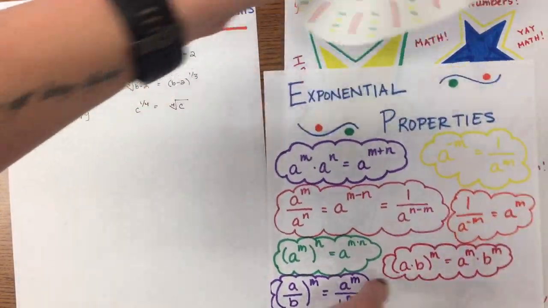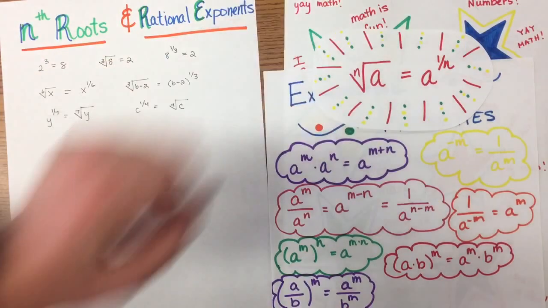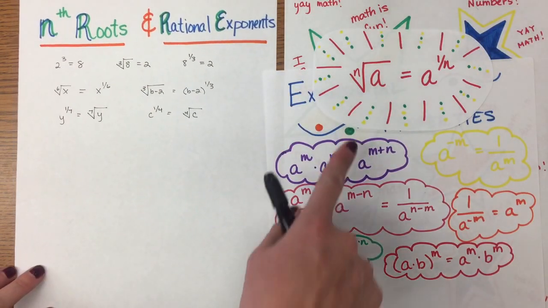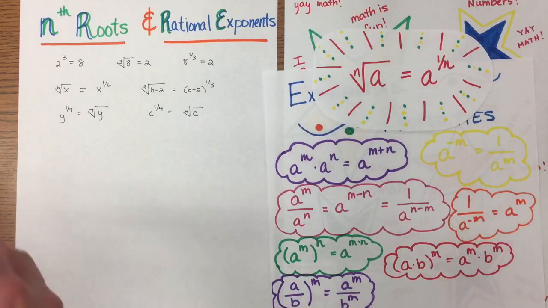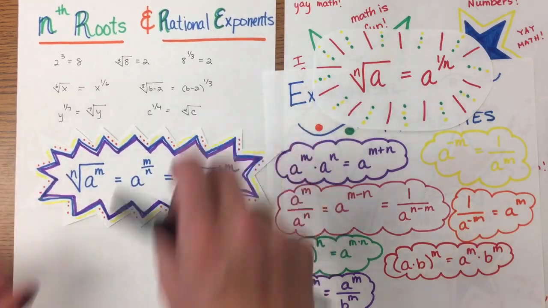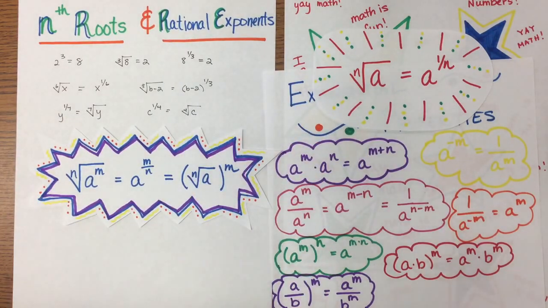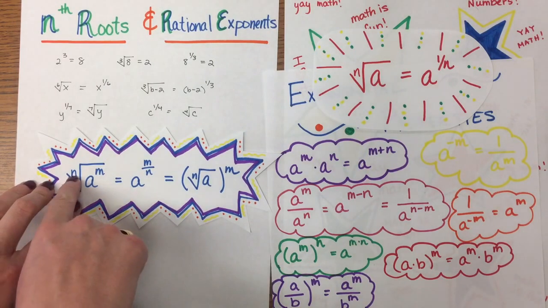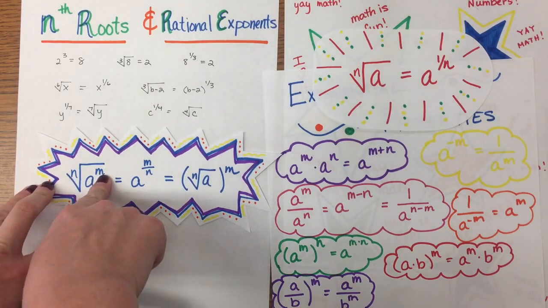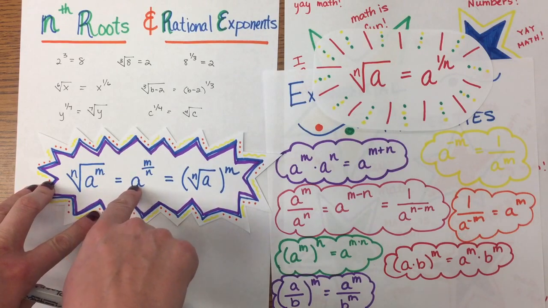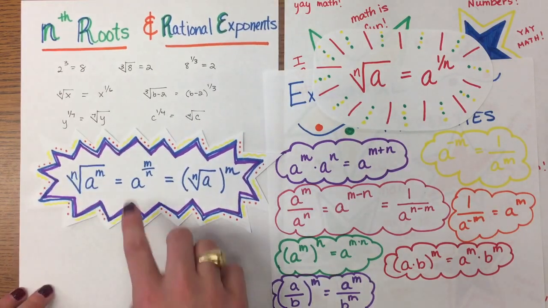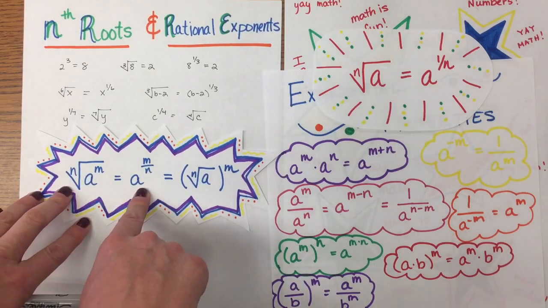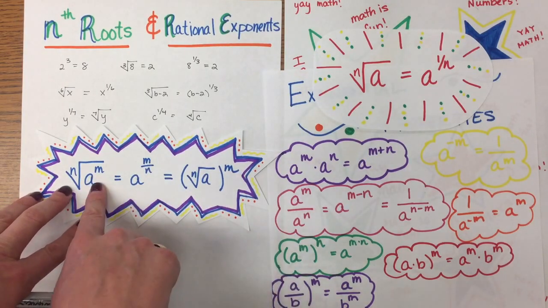So if I take my exponential properties and I add them to what I already have here, my definition of a radical or a rational exponent, I get this. I can take the nth root of a number raised to an exponent and rewrite that as a to the m over n. I can get from here to here using my properties of exponents, right?